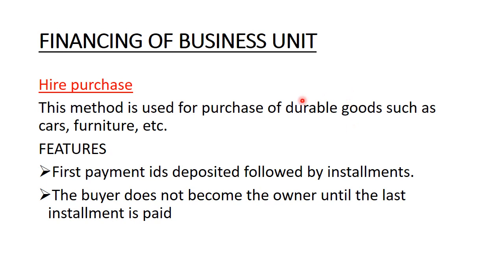Then one key word in the definition of hire purchase is durable goods, meaning goods that last for a long time. Meaning that even after 5 years, for example, if you're supposed to finish paying in 5 years, that good, that equipment will still be there. So in case you fail to pay in the 4th year, the owner can claim it back.